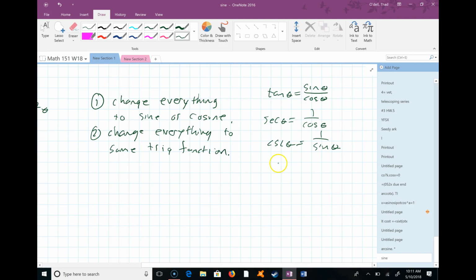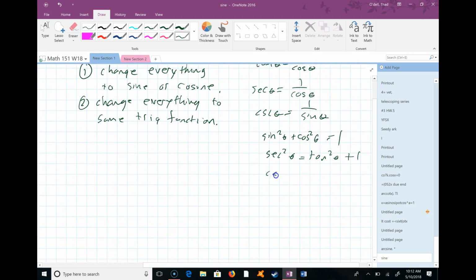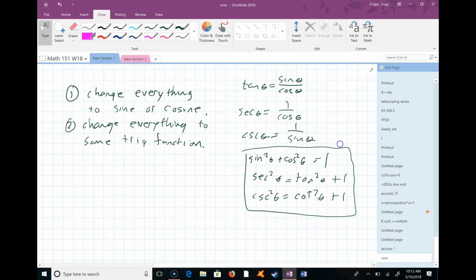And the other ones are the Pythagorean identities, which are sine squared theta plus cosine squared theta equals 1. That one's nice. And we've got secant squared theta is equal to, and I always forget this one, is that tangent squared plus 1? Yeah. So that'd be tangent squared theta plus 1. And then the other one is cosecant squared theta, and that's equal to cotangent squared plus 1. Right? So these are the Pythagorean identities. They're very useful to change things from one trig function to the other. And these are not all of them up here, there's more, but you know all those, right?